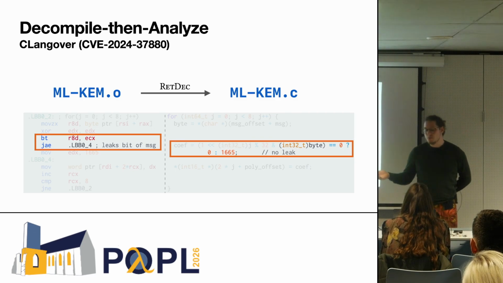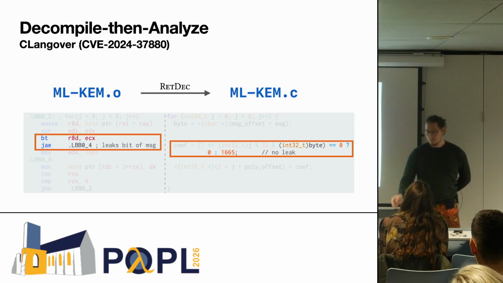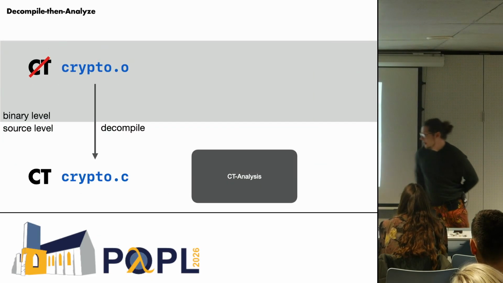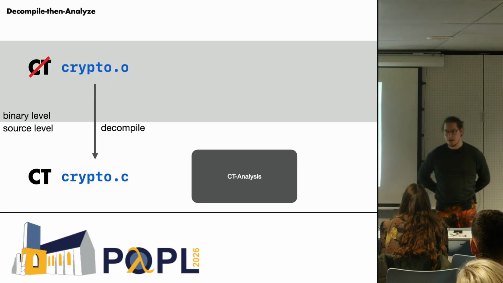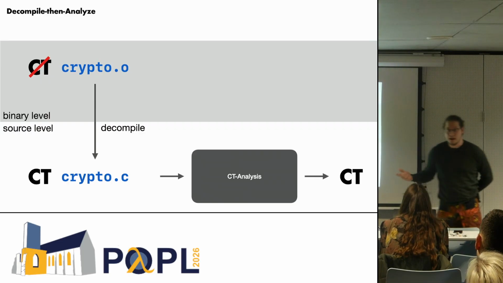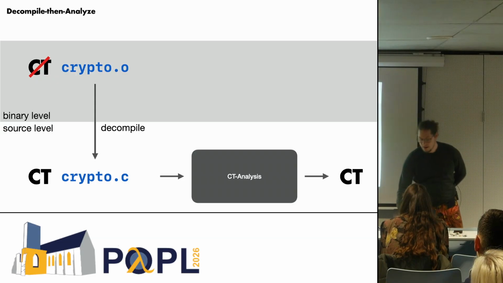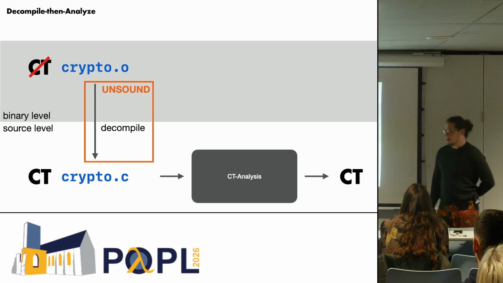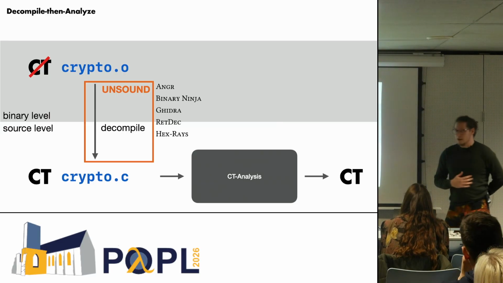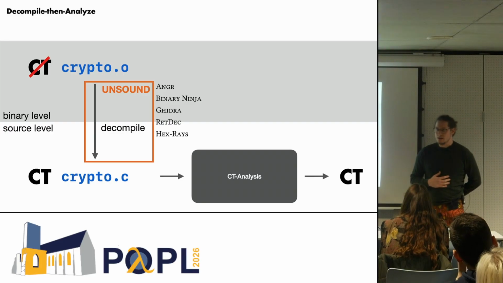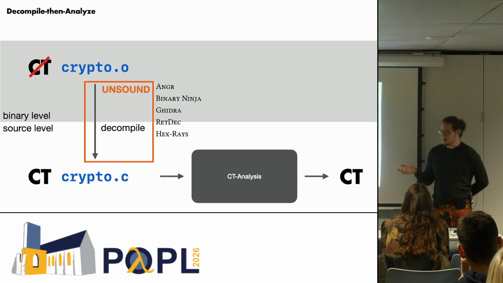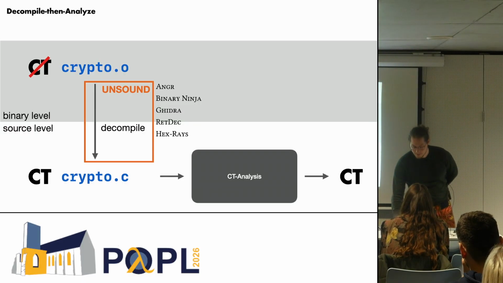So we have removed our leak from our program just by decompiling. So the scenario becomes like this. We have our binary, we decompile it into a constant time program, which means our CT analysis has no other option but to correctly identify the program as constant time. And that means that our decompilation part was unsound. We've tested several decompilers, and they all have soundness issues regarding constant time, which is not a surprise, because decompilers do not necessarily care about constant time.